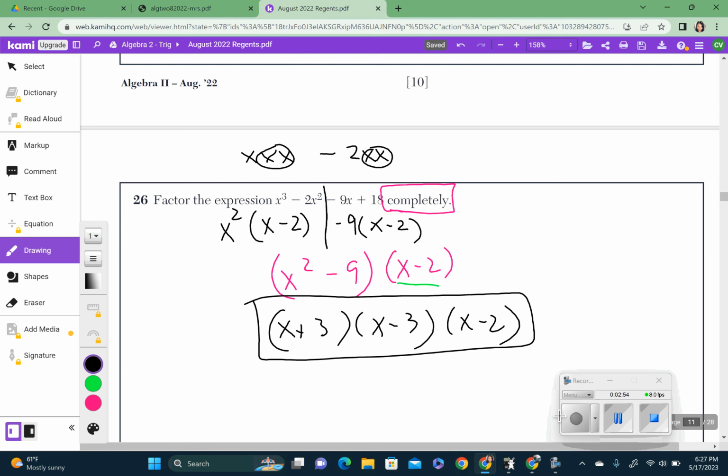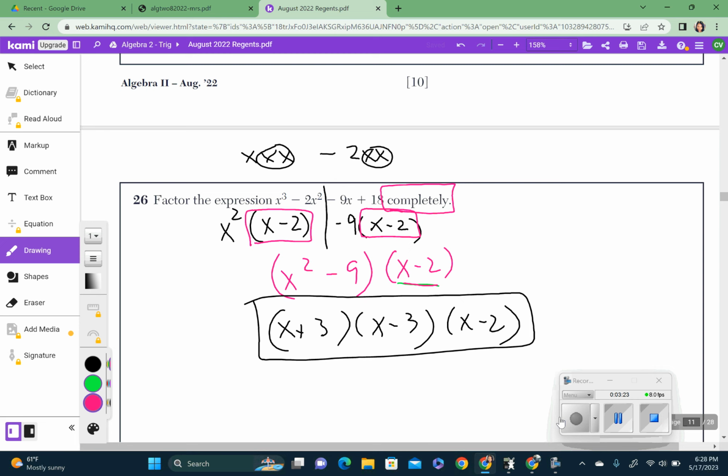Once you get to this line right here, the next thing we're going to do is take the one that is common. The one that's common here is x minus 2. I'm going to take whatever is common and write it once. So I wrote this x minus 2 once, and then I'm going to write down what's left over. The x squared comes into this bubble and the minus 9 comes into this bubble.